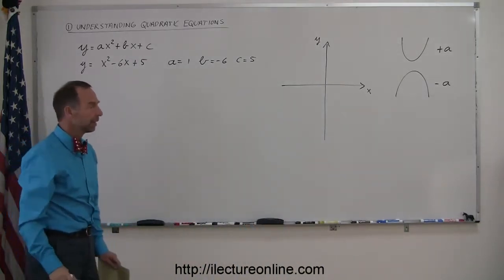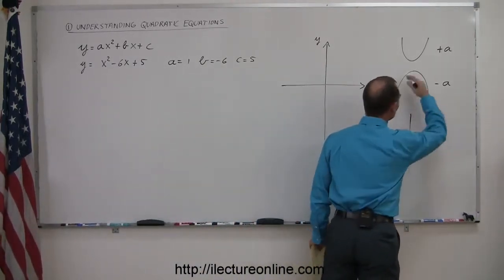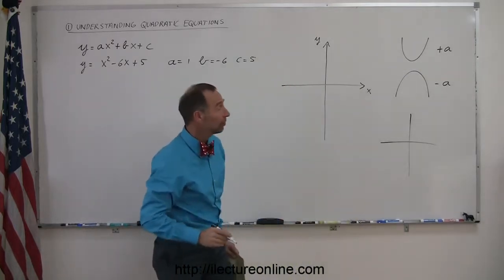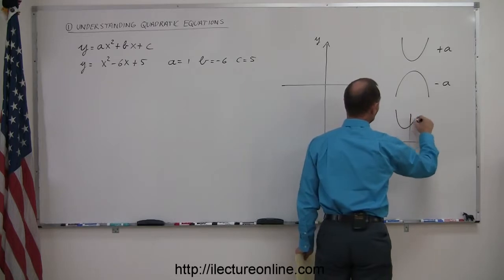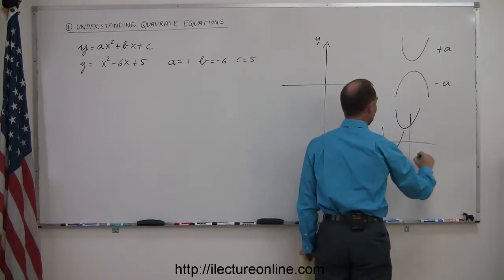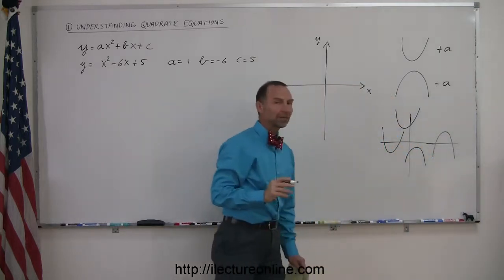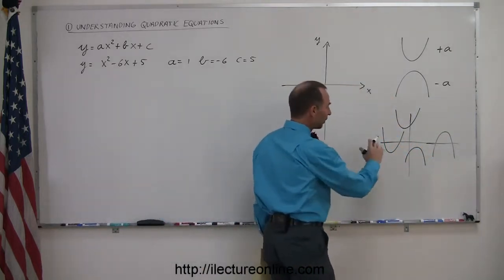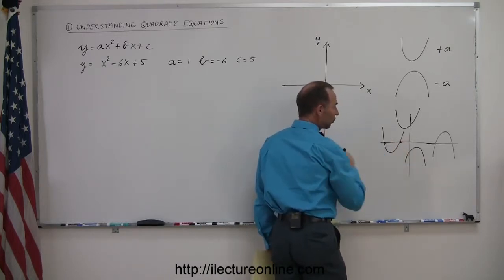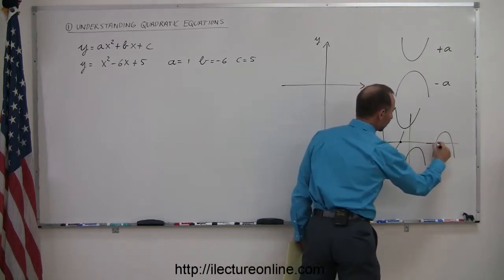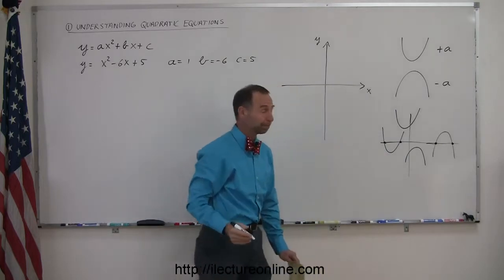Now also realize that these graphs for quadratic equations are called parabolas, and if we were to graph it, it could end up looking like this, or like this, or like that, or maybe like this. And notice that in some cases, the parabola will cross the x-axis. Like this particular parabola will cross it in two places. This particular parabola will cross it in two places. And these two parabolas do not cross the x-axis at all.